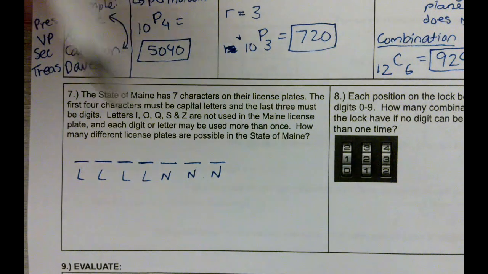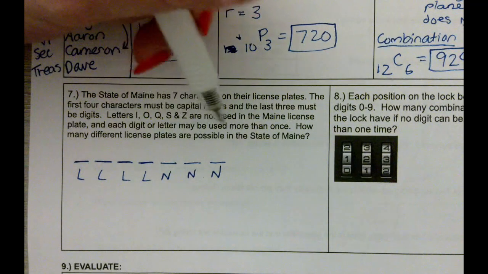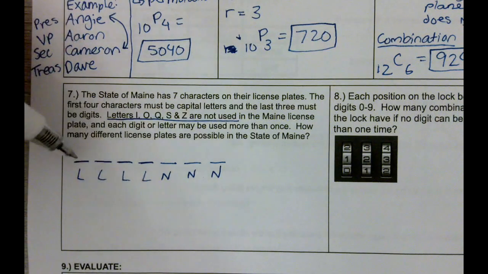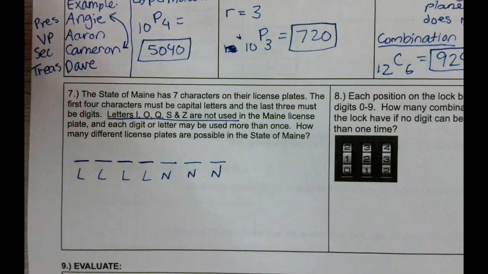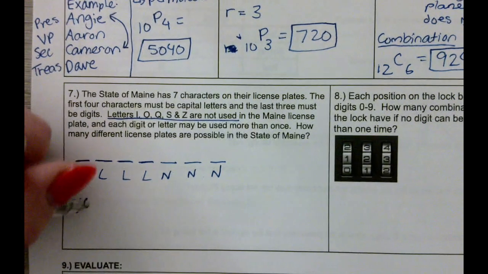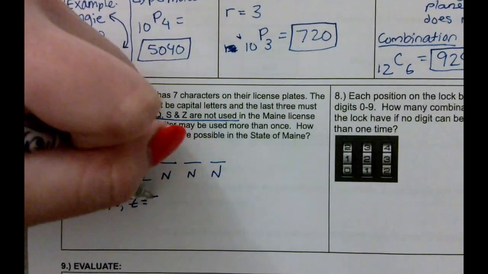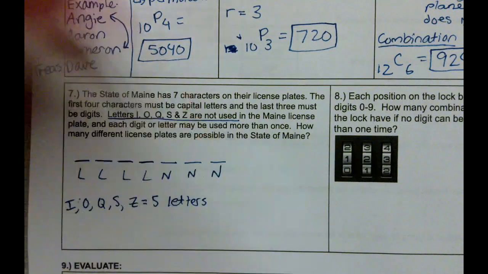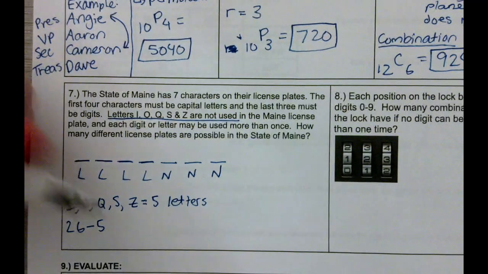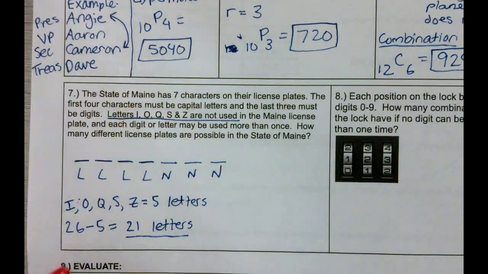So first off, letters I, O, Q, S, and Z are not used. So that's going to affect the numbers that I put in these blanks here. So we have I, O, Q, S, and Z. That's 5 letters. So since there's 26 letters in the alphabet and I am taking 5 of them out that I'm not allowed to use, that leaves me 21 letters to choose from.